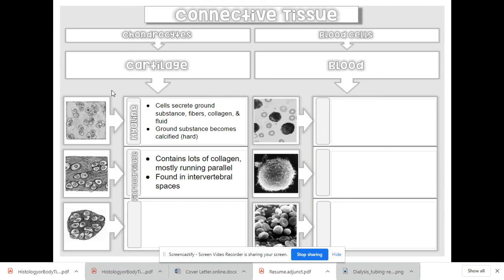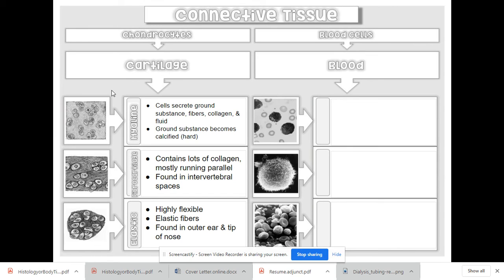Fibrocartilage contains lots of collagen, mostly running parallel. And this is the one in between your vertebrae, not the hyaline. The third type is elastic cartilage.